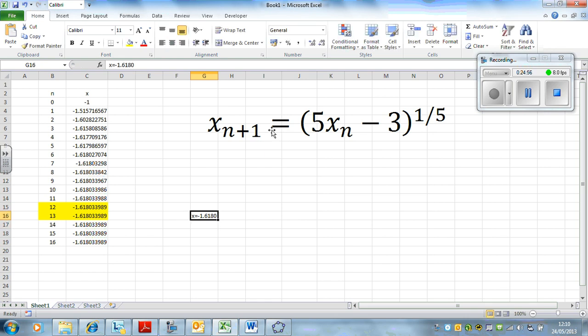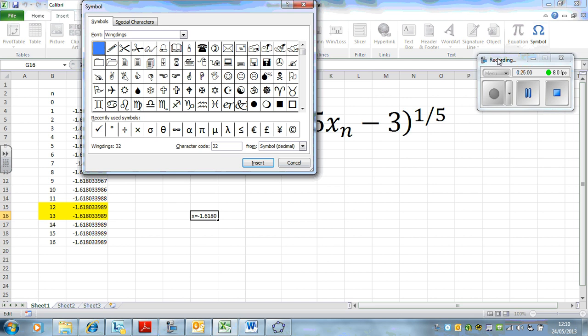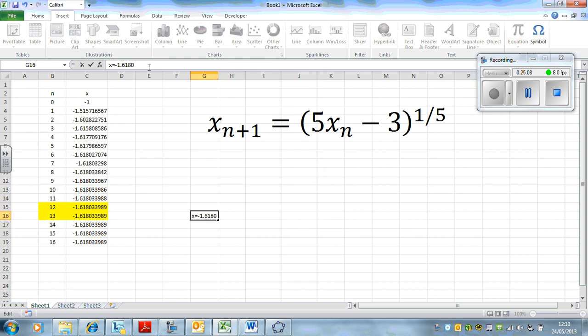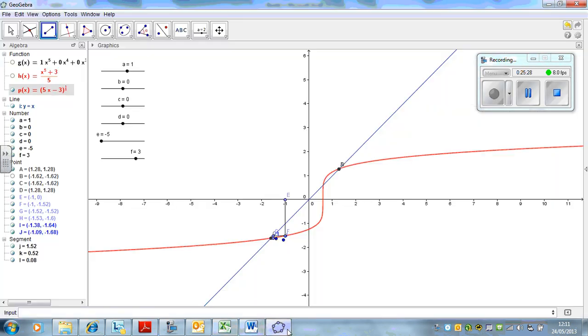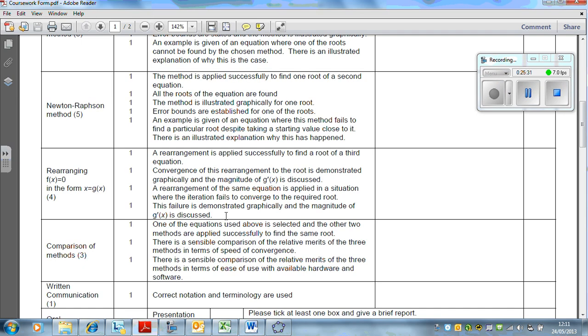Therefore the error bounds are going to be that, and I need a plus or minus symbol here. Plus or minus 0.00005. So there's our error bounds as well, really important. So there's the solution of the equation with the error bounds, and once you explain it graphically and you mention g dash of x, you get all of the marks.